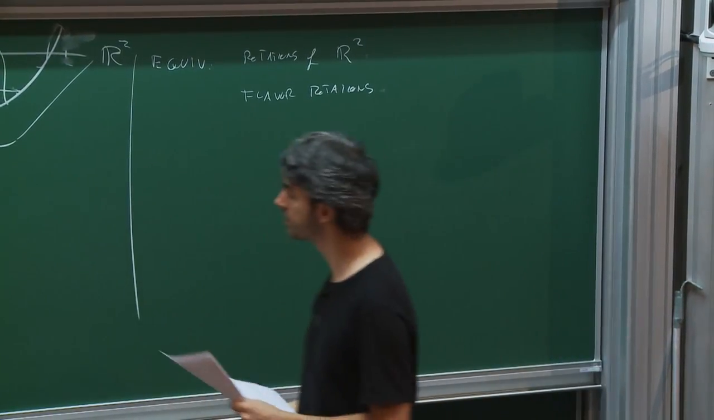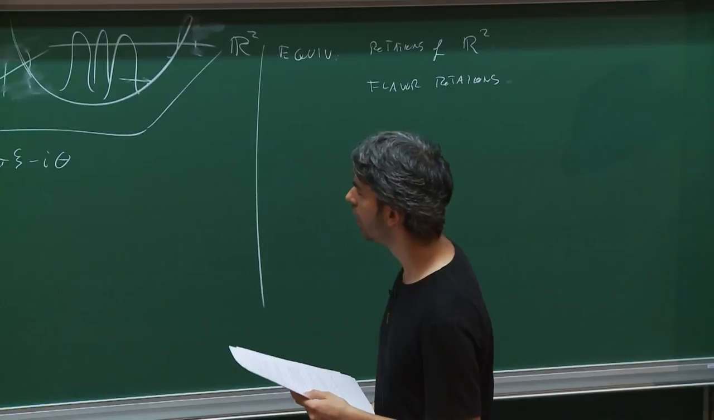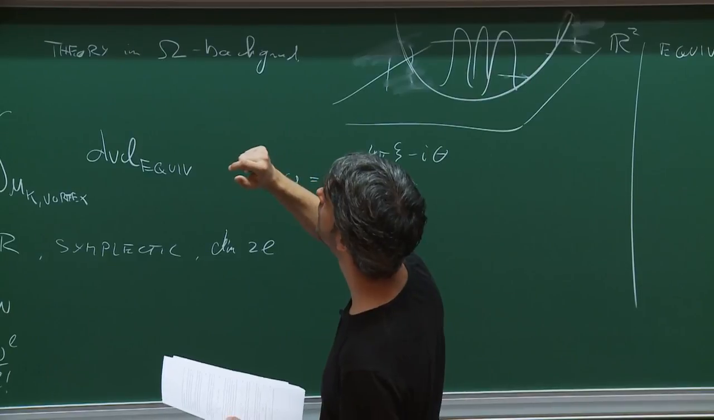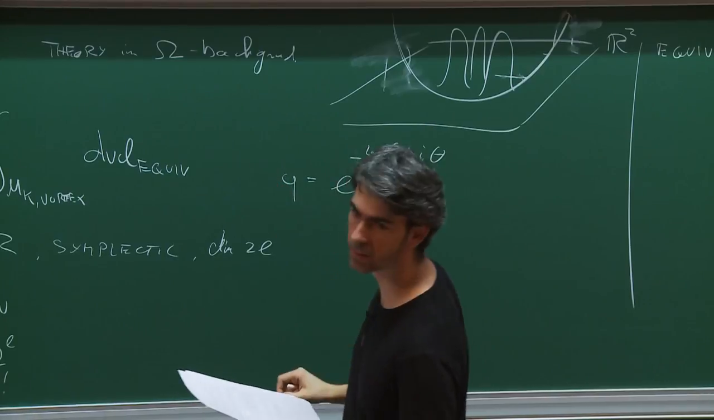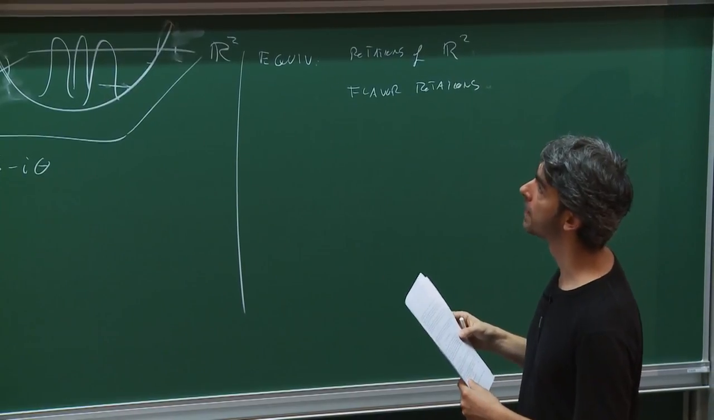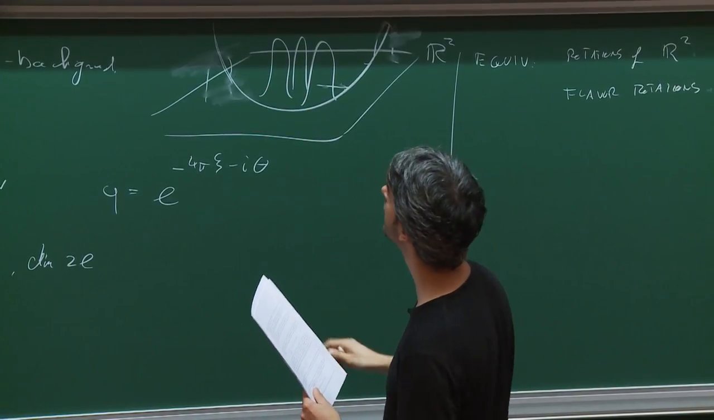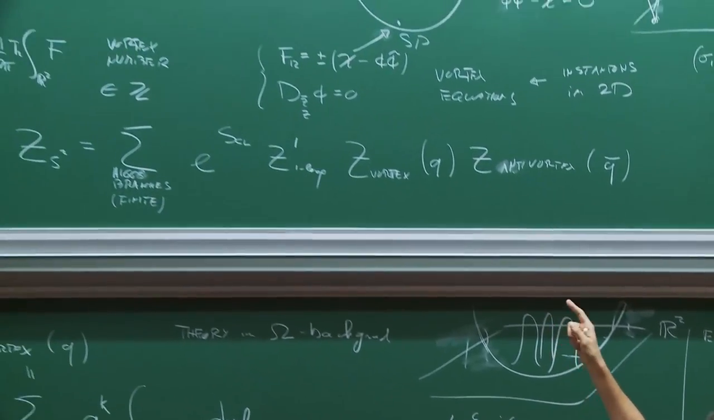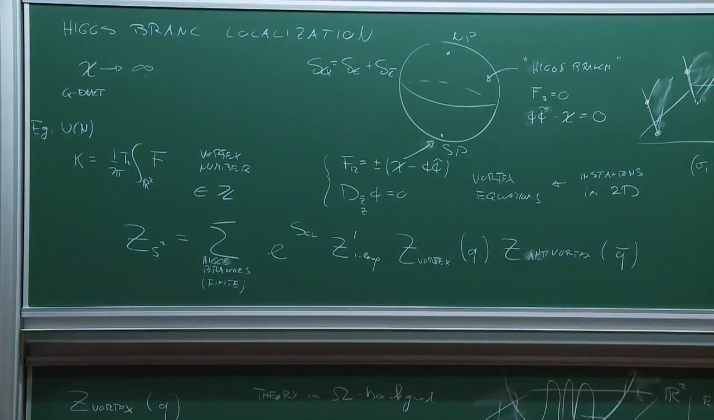Quick question: is L equal to K? No. As I say, it depends on the gauge group and on the representation of phi. Here I'm being very general. In the example that we consider, phi will be in the fundamental, but you could consider any representation. For sure there is a formula, I just don't know it.